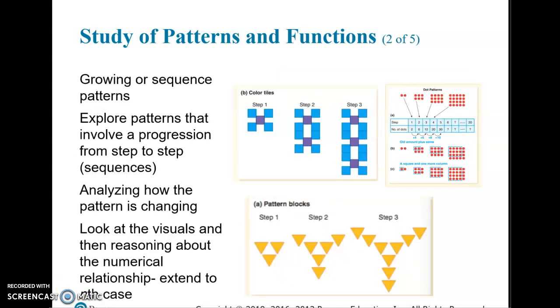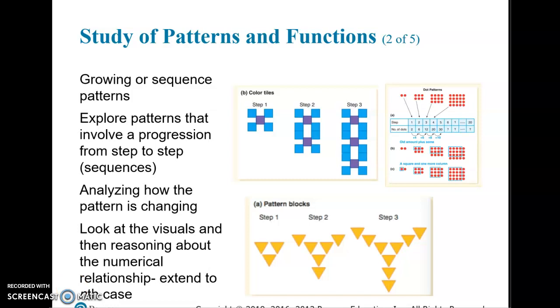Students can explore patterns that involve a progression from step to step. These are called sequence or growing patterns. With growing patterns, the focus is analyzing how the pattern is changing with each new element in the pattern. If you look at figure A, step 1 requires 3 triangles, step 2 requires 6 triangles, and step 3 is 9 triangles. The step after that would be 12 triangles.